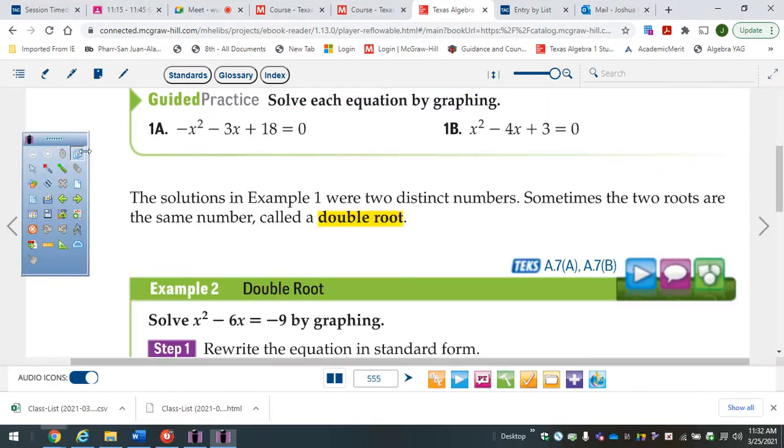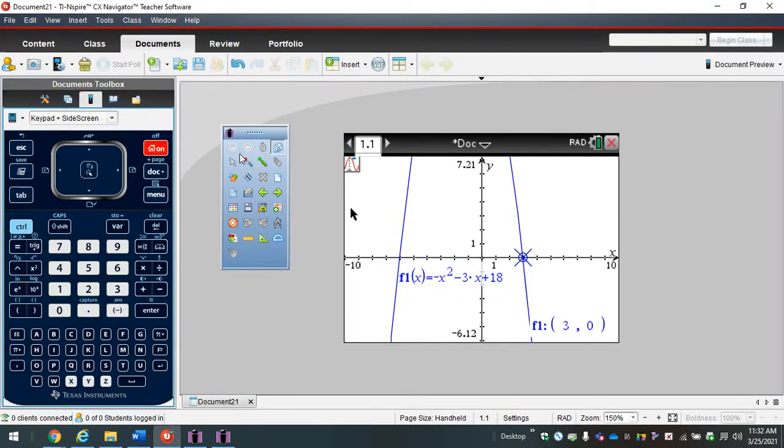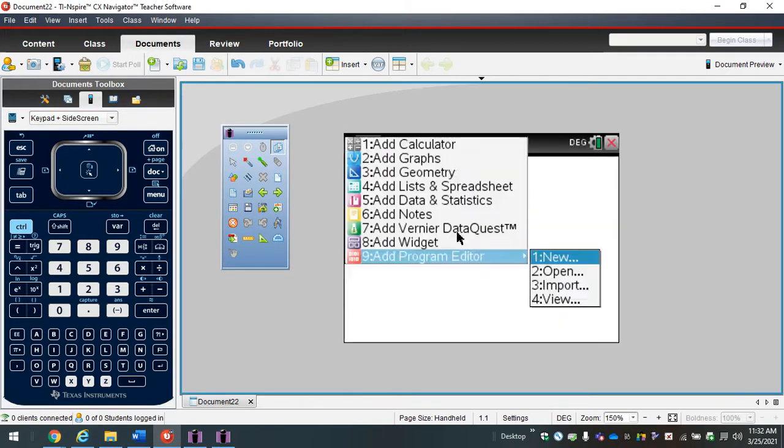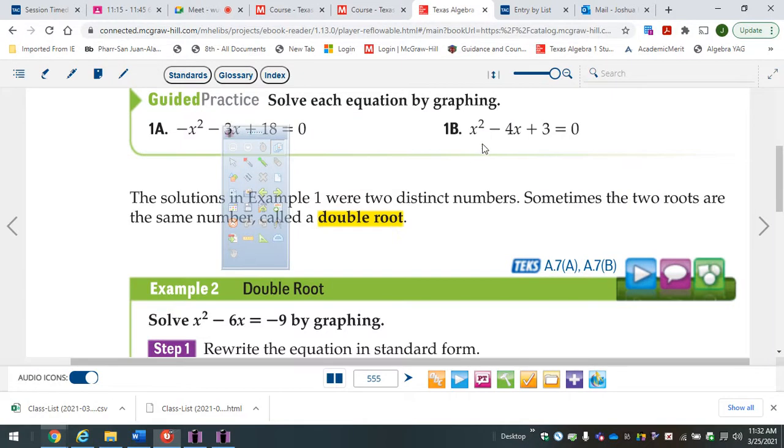Okay, I'm going to check that one out. Louis says it's 1 and 0. Thank you so much, Louis. Help me out. Okay, so I'm going to go ahead and graph this one. Turn it on. New document. Graph it. What is my equation? X squared minus 4x plus 3. I'm going to say that's about right because it's 1 and 3. I think it's 1 and 3.